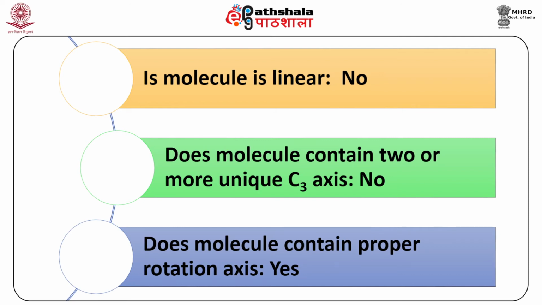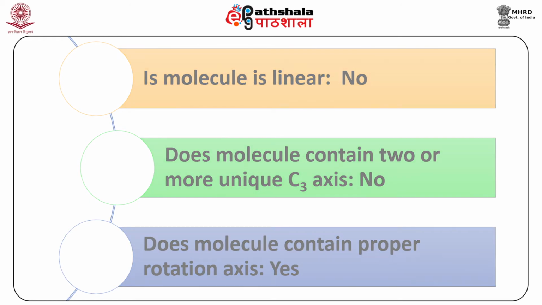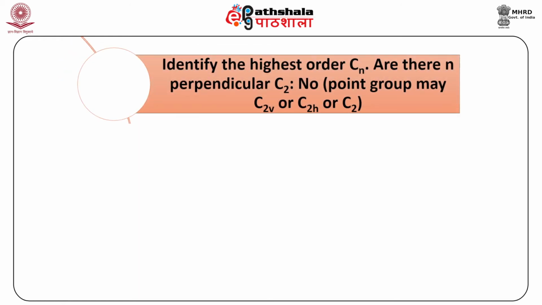Yes, it does. It contains a C2 axis. Identify the highest order of Cn. Are there n perpendicular axes? That is, the answer is no. No perpendicular axis. The point group thus may be C2V, because of the perpendicular planes, also the vertical planes, or the C2H or simply C2.